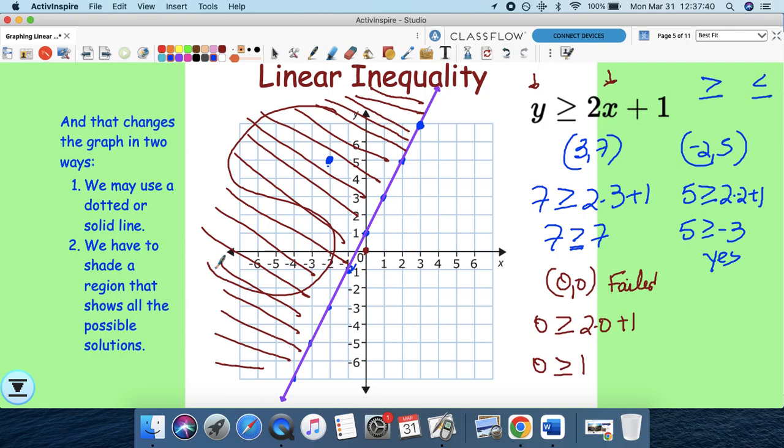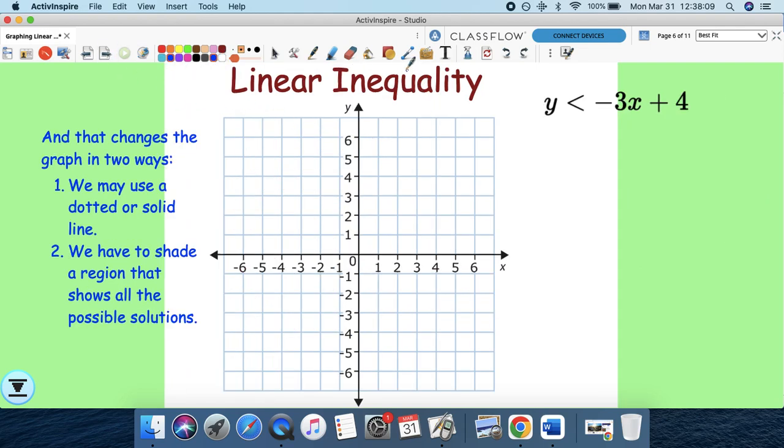So, two things. One, first of all, look at the inequality sign. If it's a symbol that has an equal sign at the bottom, greater than or equal to or less than or equal to, please use a solid line. Once that's done, you need to pick a point above the line or below the line, and test it out. If it works, shade that same side. If it doesn't work, then you're going to shade the opposite side. That's literally it. Let's do one more.